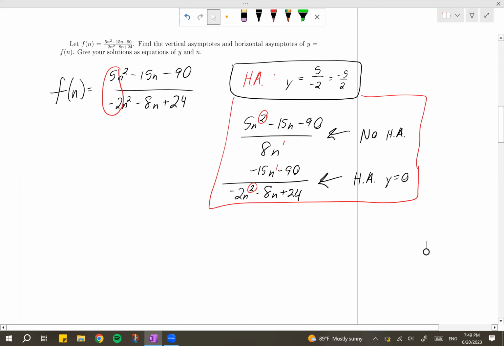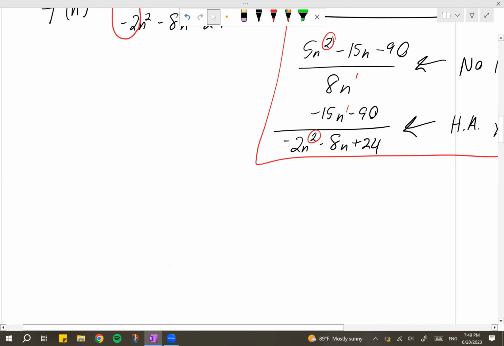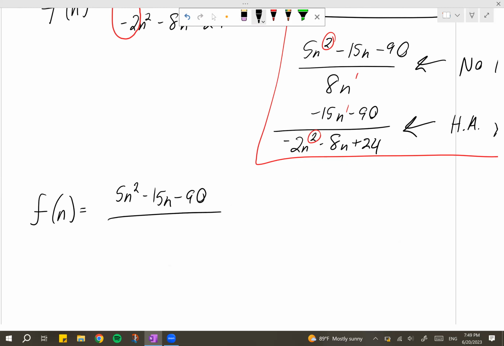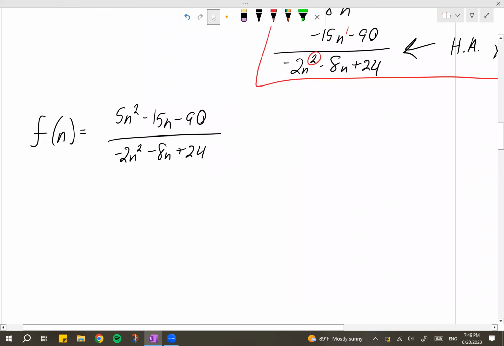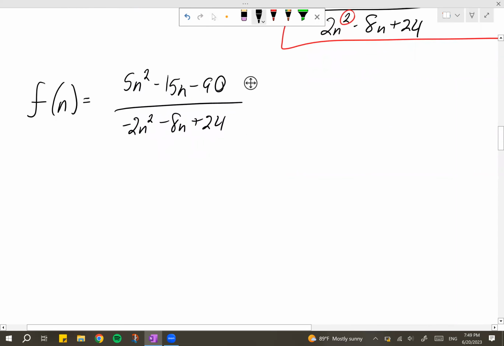All right. Now that we've gotten that taken care of, let's look at our vertical asymptotes. So I'm going to rewrite my function down here. F of n is equal to 5n squared minus 15n minus 90 over negative 2n squared minus 8n plus 24. All right. To get my vertical asymptotes, I'm going to try and factor my denominator. One thing I see that I can do is take a 2 out. Before I do anything, I'm going to take a negative 2 out.